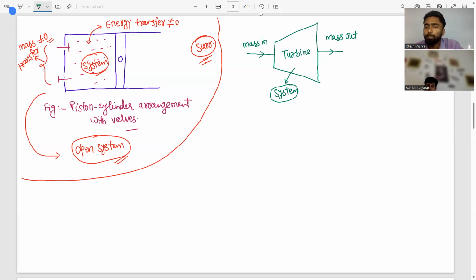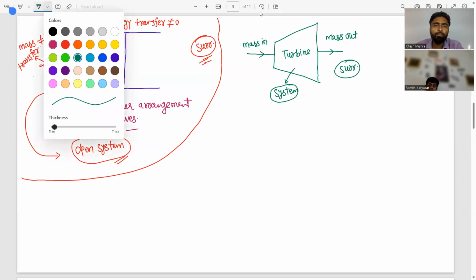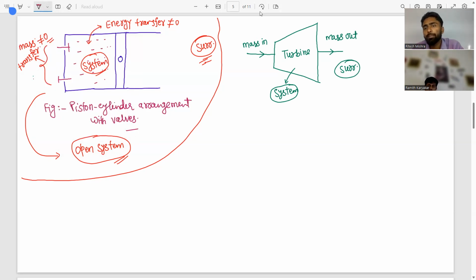Please look here. This is your system and this is your surrounding. What you see here, between the system and surrounding, is mass transfer. Mass is entering and mass is leaving. That means mass transfer occurs. And also, heat transfer occurs. Heat transfer means energy transfer.